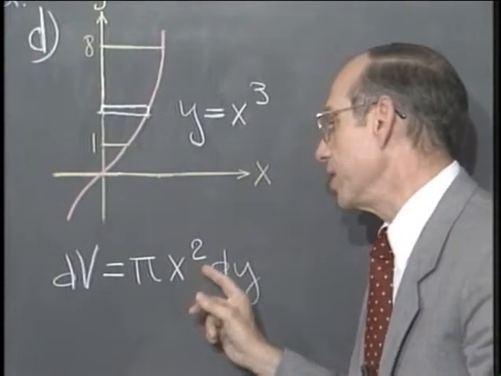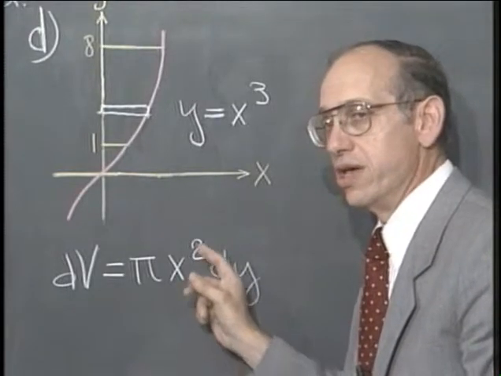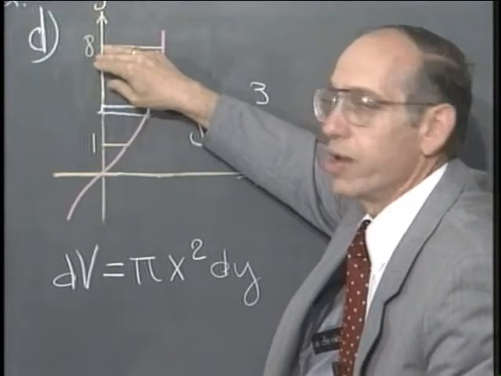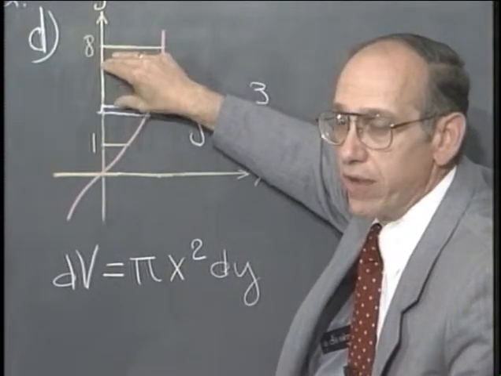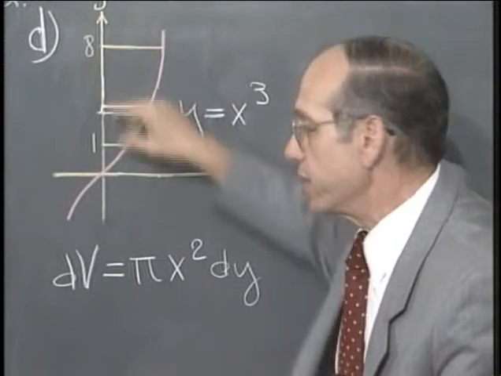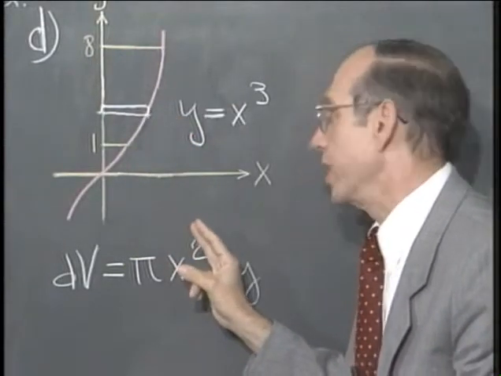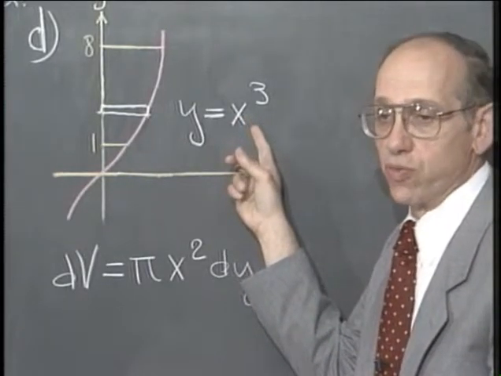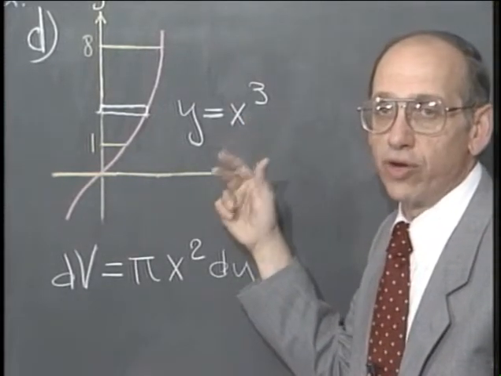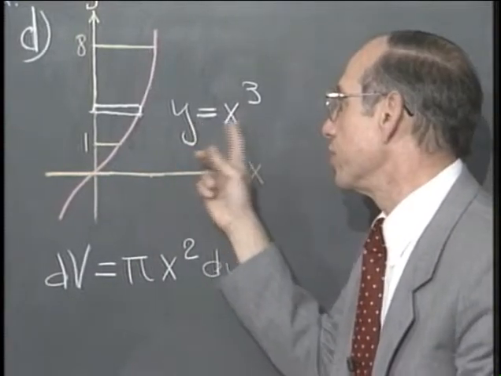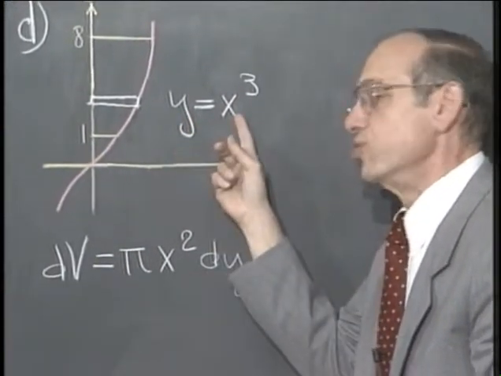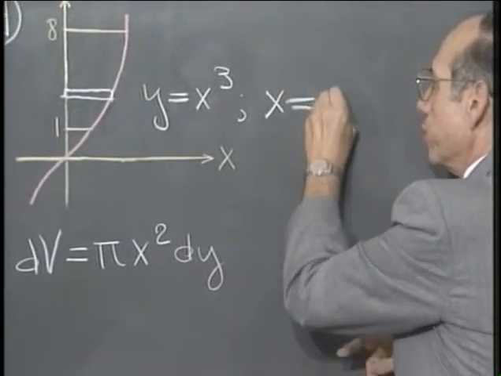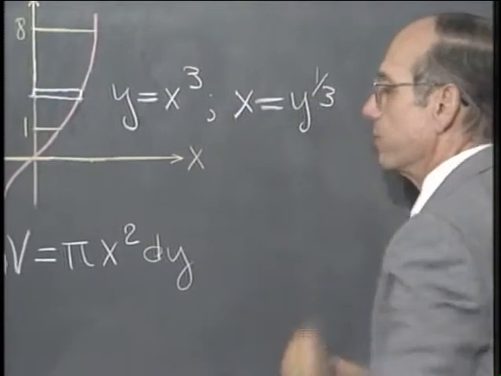Now that's really going to be helpful for us because we were given the limits of the region to be y equals 1 up to y equals 8. So everything is set up very nicely for us if we do everything in terms of y. Now, how do we solve y equals x cubed for x in terms of y? We simply take the 1/3 power of both sides. y equals x cubed is the same thing as x equals y to the 1/3 power.